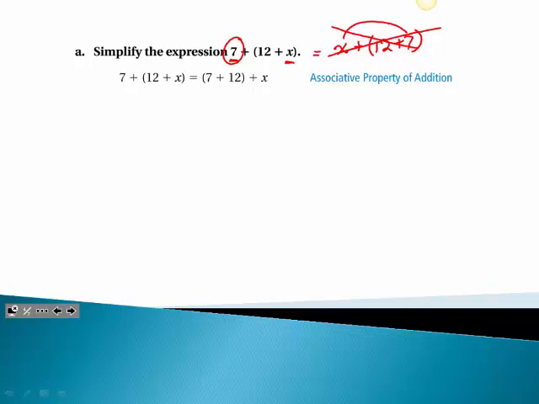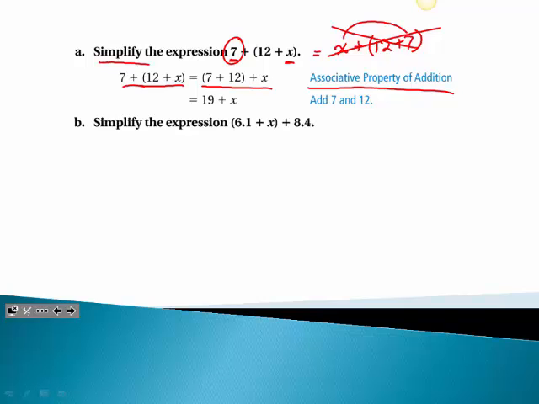So notice here, we did not change the order, 7, 12x, 7, 12x. We just moved the parentheses. And when we do that, we can say, hey, we used the associative property of addition. That allows you to simplify the expression because now we can combine that 7 and 12. So we can add 7 and 12 and get 19. Once you add it, those parentheses are gone, and now we just have 19 plus x, which is our simplified expression. All right, our next one.